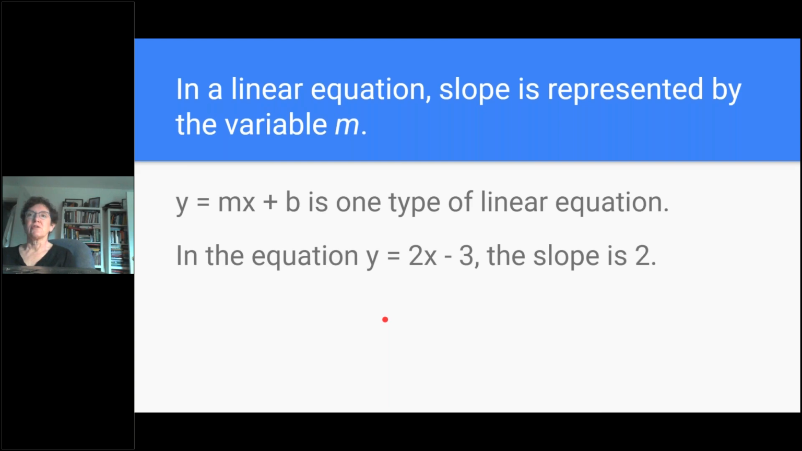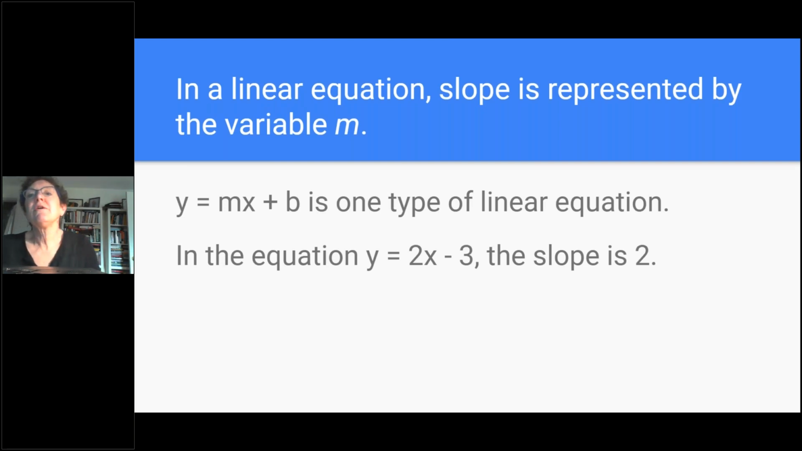In a linear equation, slope is represented by the variable m. One of the most familiar kinds of linear equations is y equals mx plus b. And that is called the slope-intercept form of an equation. And we'll talk about that, I think, in our next session.